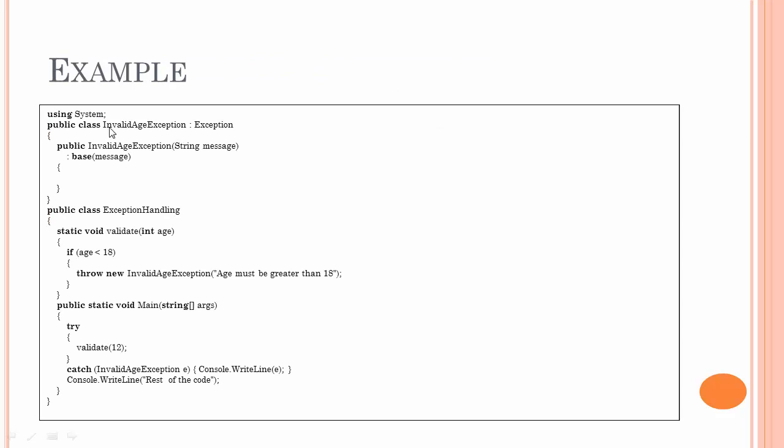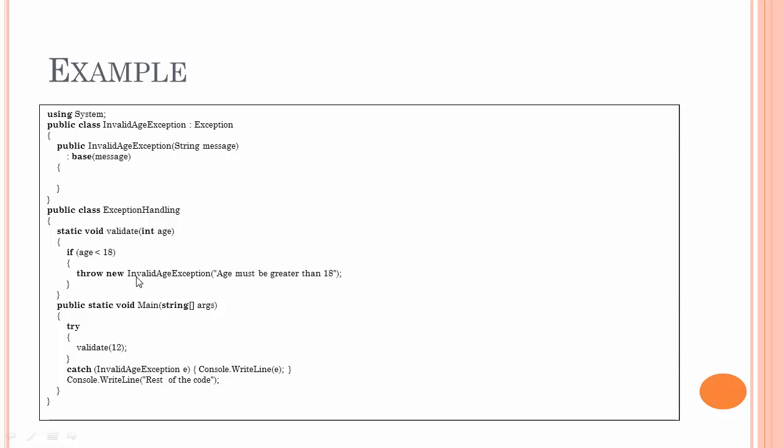So here you can see we have one custom class, InvalidAgeException, and here we are inheriting from the Exception class. Inside this class, in the constructor, we are calling the base class constructor, and we left the constructor blank. Inside another class, ExceptionHandling, we are throwing an exception if age is less than 18. And to throw an exception on a user defined condition, we use the throw keyword.